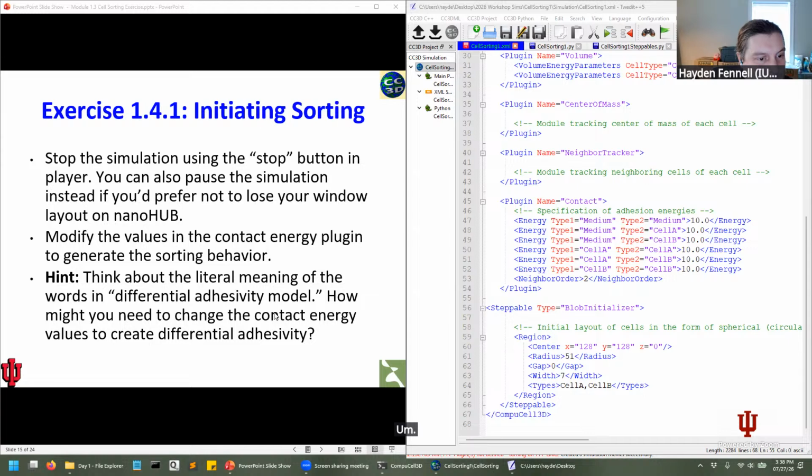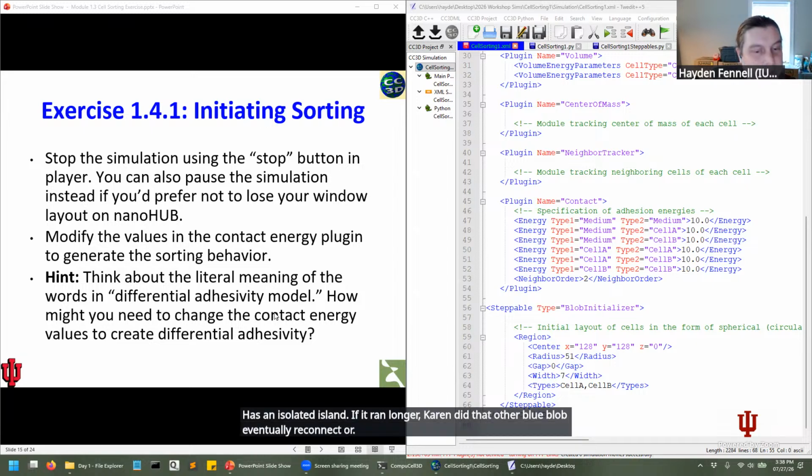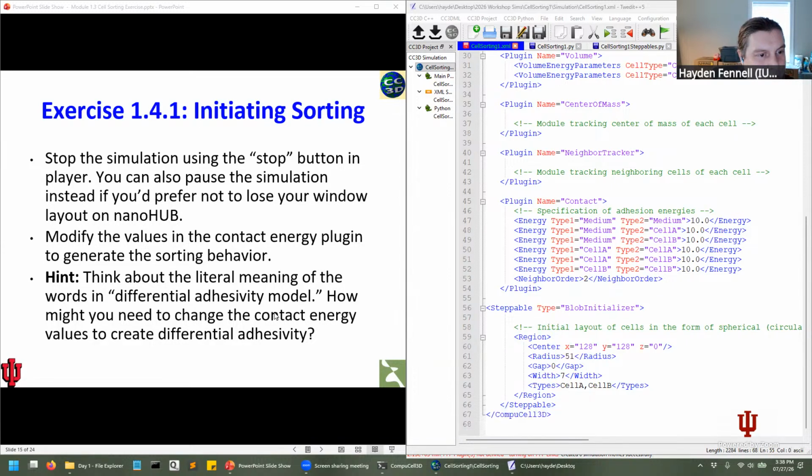Karen, that looks good. Karen's here has an isolated island. If it ran longer, Karen, did that other blue blob eventually reconnect, or is that band of green cells still holding it isolated? Yep, okay, it eventually joined it. Good.